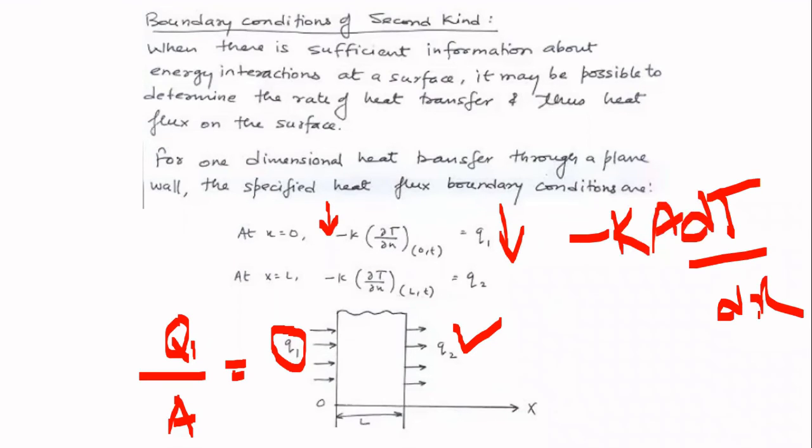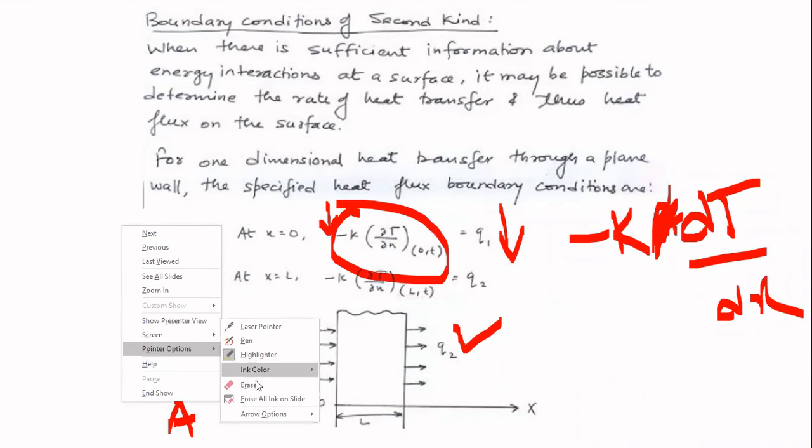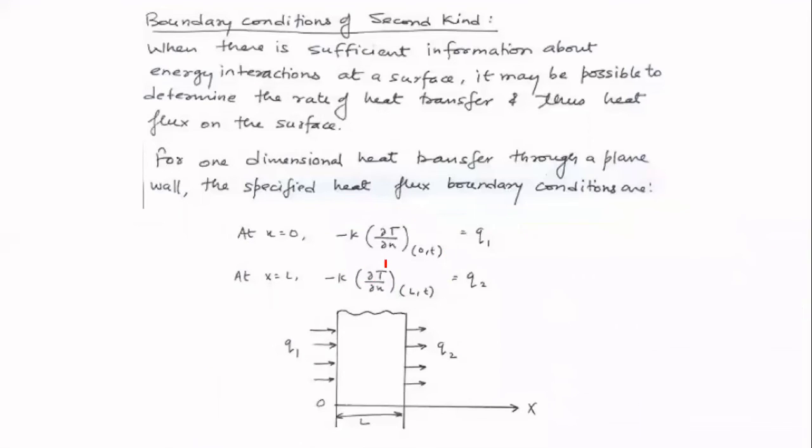If you want to find out the rate of conduction per unit area, this area term will be gone, and the rate of conduction per unit area will be minus K dT by dx. Now here we don't know whether the temperature is a function of time or not, whether temperature is a function of other parameters like y and z or not. So we are using the del T by del x term.